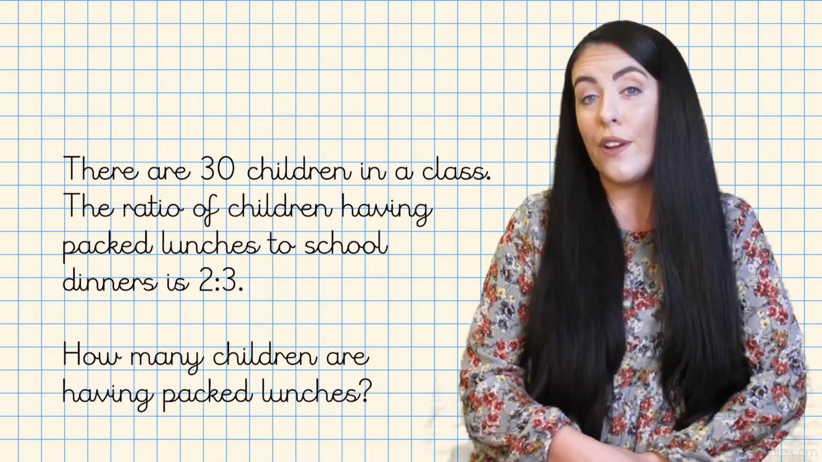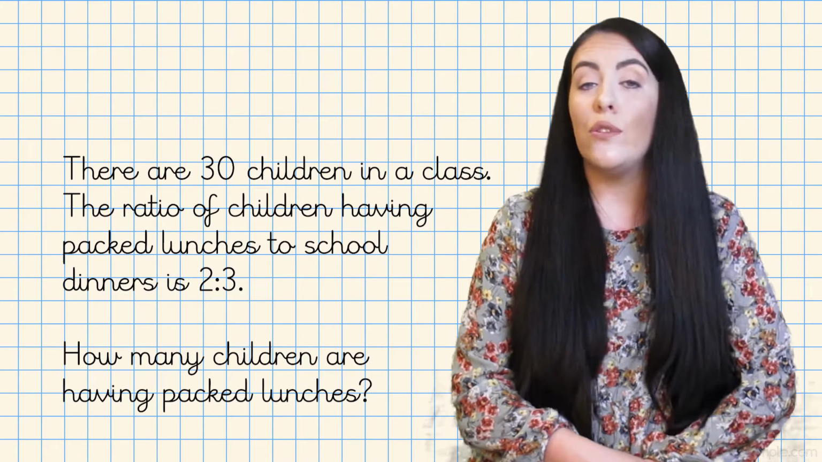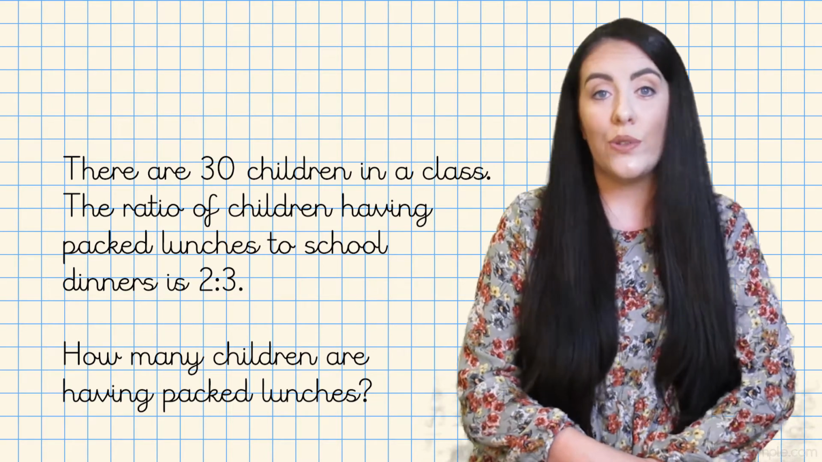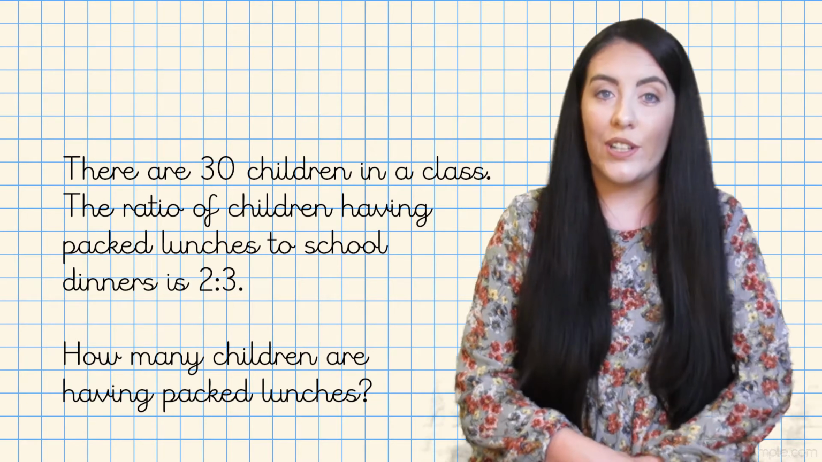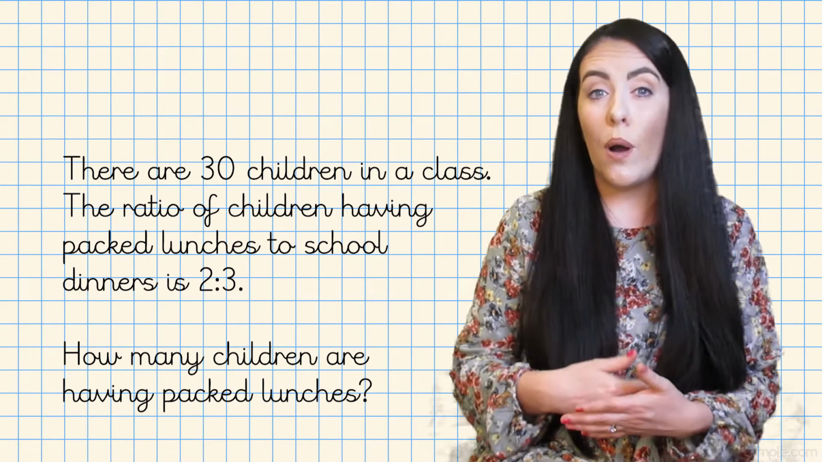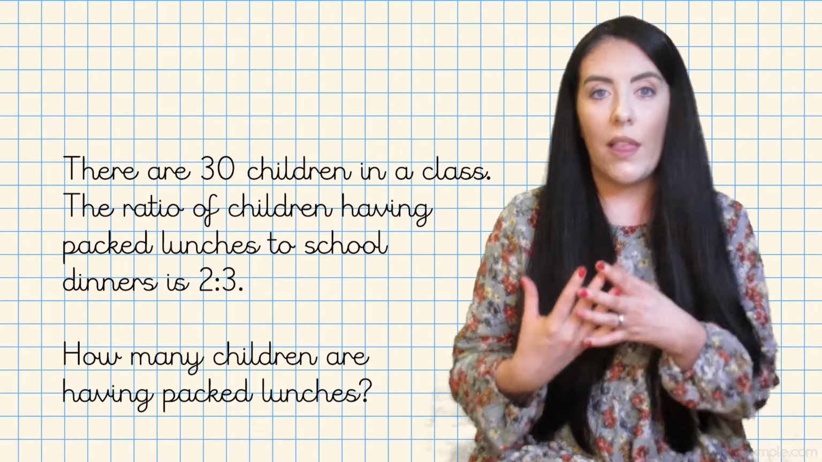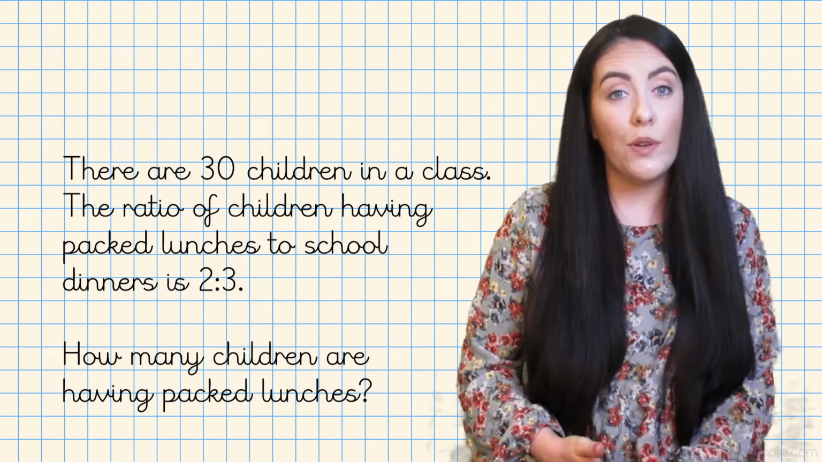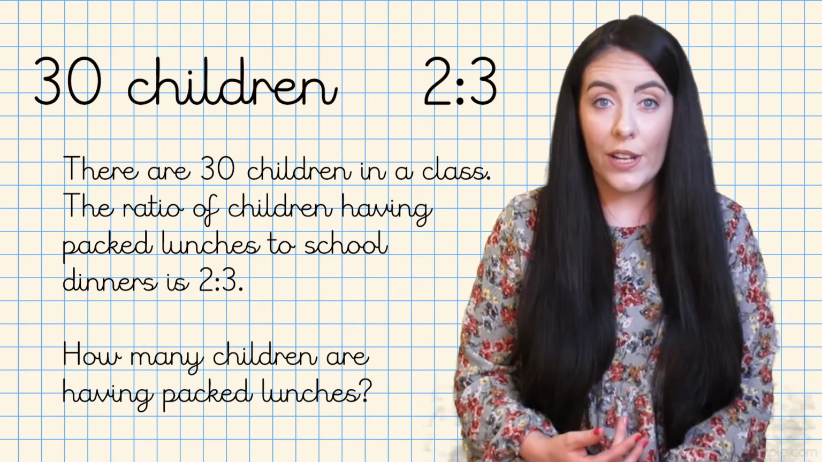So let's have a look at an example of ratios in action. Let's say you're given a question that says, there are 30 children in a class. The ratio of children having packed lunches to school dinners is 2 to 3. How many children are having packed lunches? Let's break that down and write down what we know from that question. First of all, we know that our sample size, our group size, is 30. There are 30 children in the class.